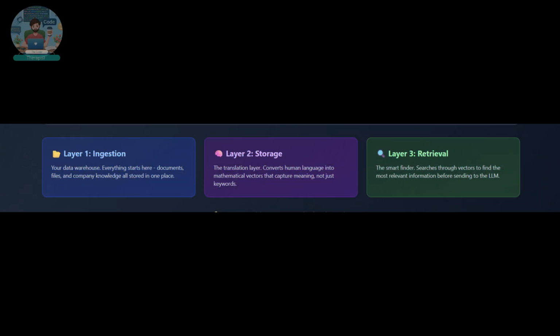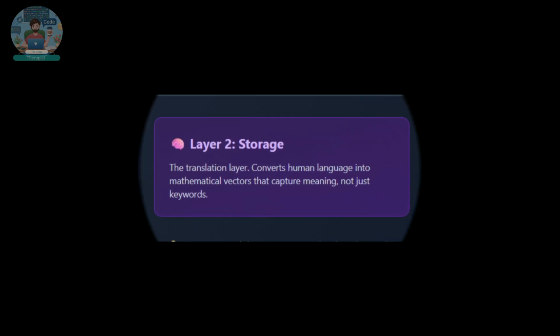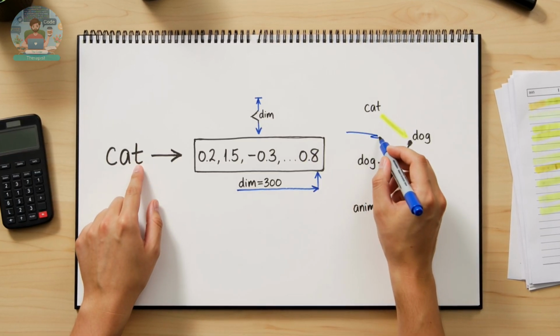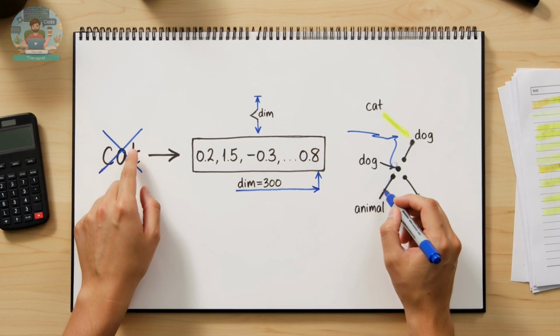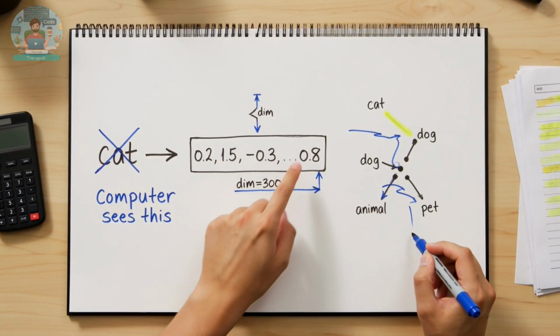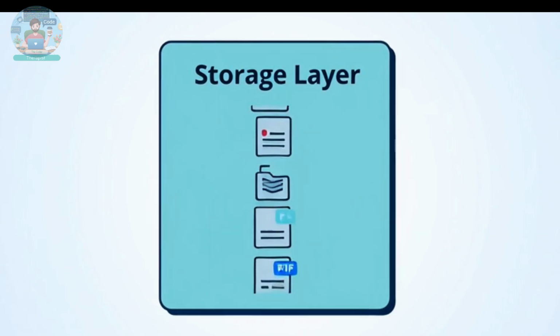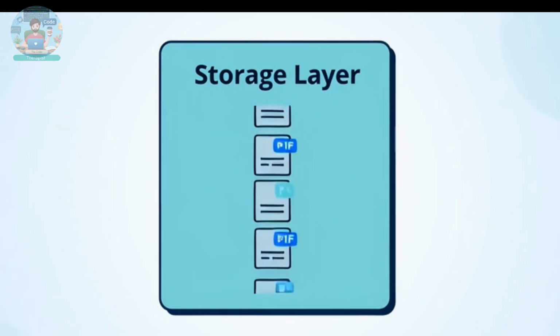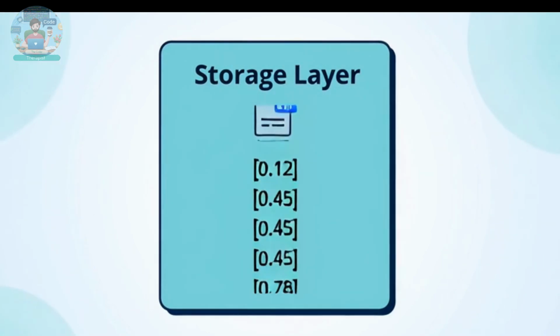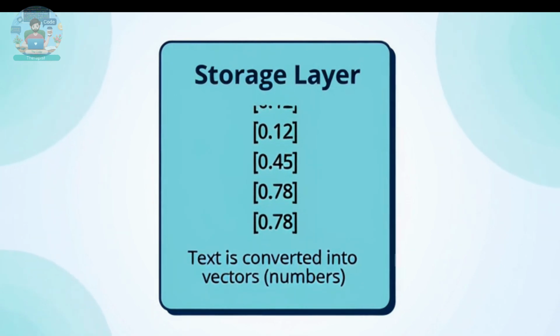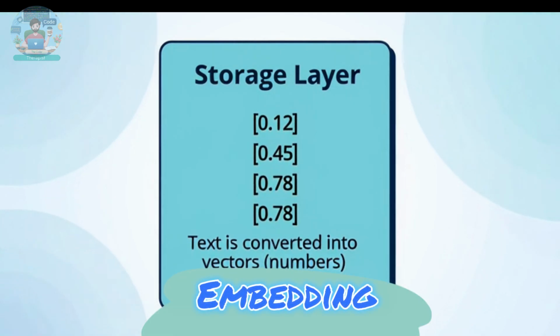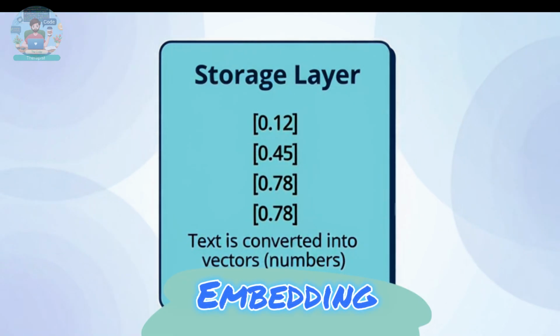Second, the storage layer. Here's the key idea. Computers don't really understand text. They understand numbers. So we convert text into vectors using an embedding model. This is the quiet brain of the system. It understands the meaning of your words, not just matching keywords, but capturing real intent.